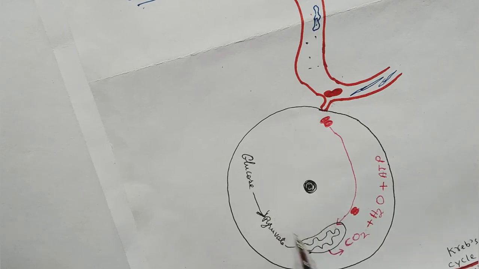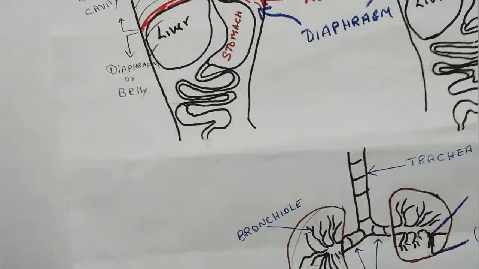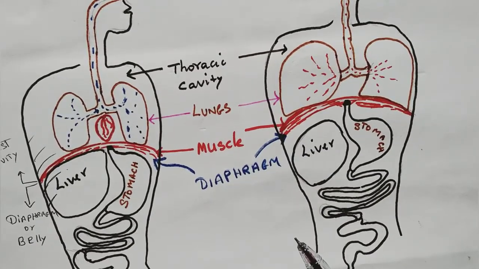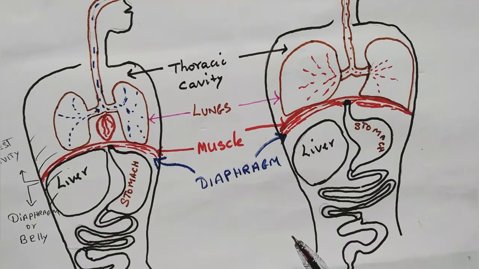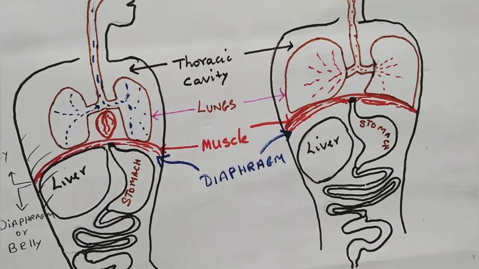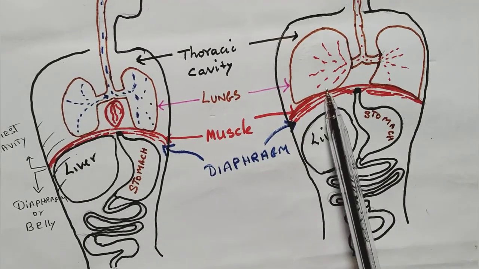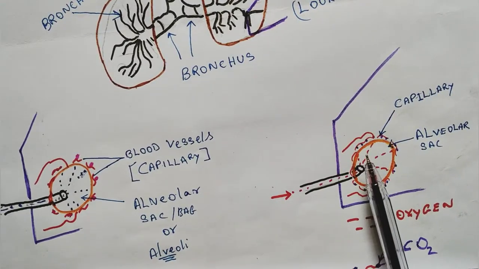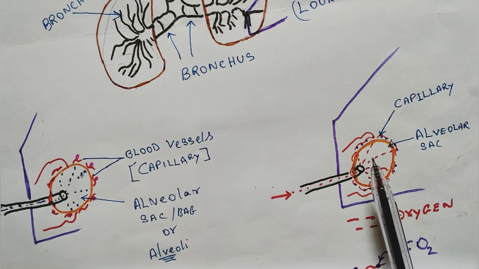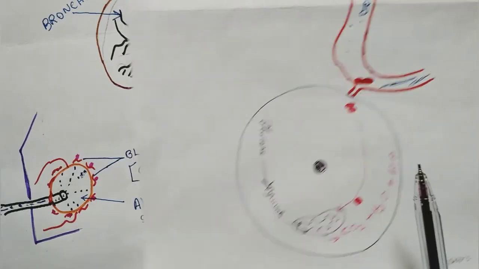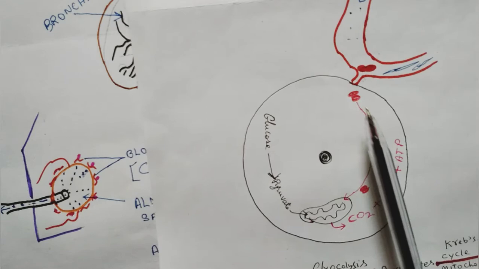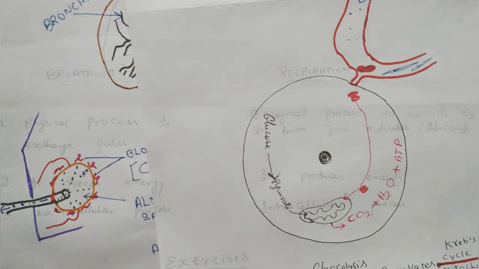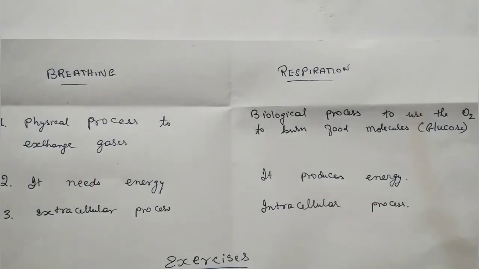So this process here is respiration, whereas everything that has taken place before is just breathing. So breathing and respiration, they are different. I think you can remember, breathing and respiration are different. Breathing means just the exchange of gases with the help of the lungs, the nostrils and trachea, whereas respiration is the use of that gas, or oxygen, to burn the glucose molecules to produce energy. Now let's check the differences between breathing and respiration.